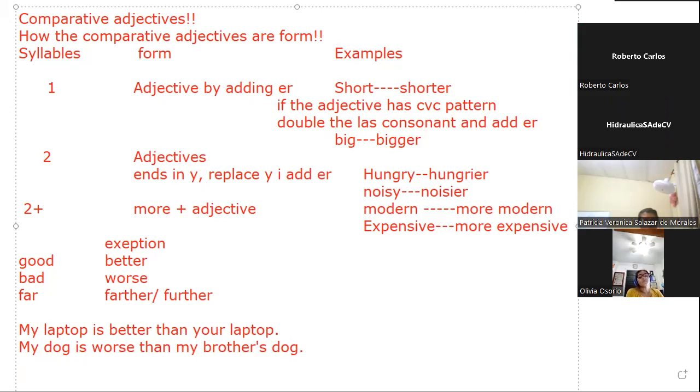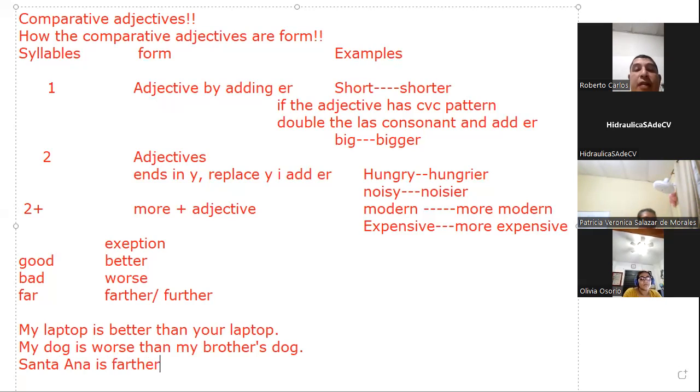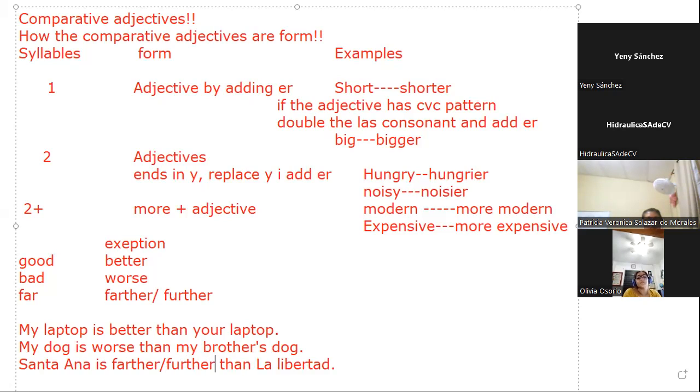Okay, we need one more. Who wants to try the other one? Any volunteer? Santa Ana is farther than the Libertad. Yes, very good. Santa Ana is farther than La Libertad. We can use also further, ¿verdad? Yes. You can use either farther or further. It doesn't matter.